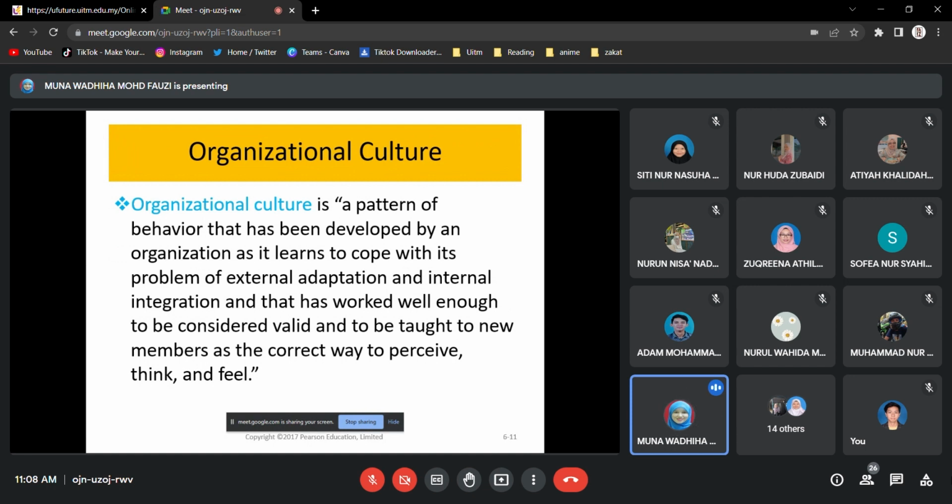So the pattern of behavior has been developed by the organization, meaning the pattern of working in the organization, patterns of giving directions and guidance, patterns of monitoring, and how they learn and cope, from employers and employees. At the same time, they can know exactly what their strengths and weaknesses are and what the best things they can adapt are, in the process and in the activities involved in the organization.